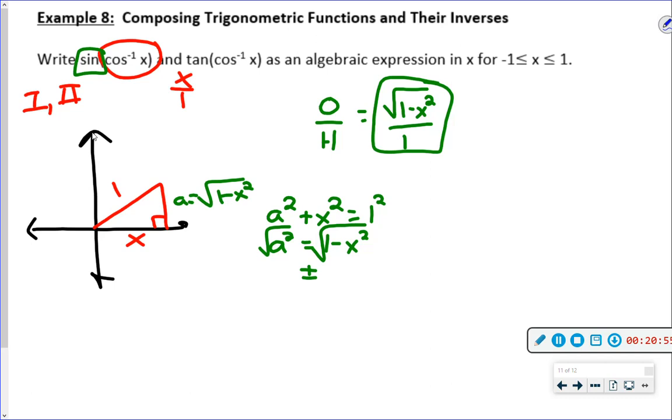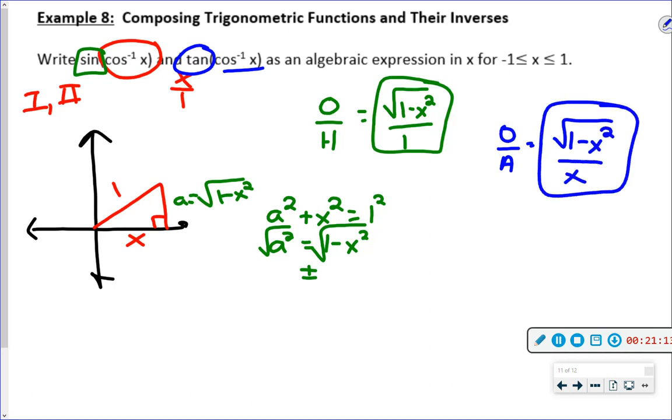But I've got the picture. We already drew the picture. I want the sides for tangent. All right, well, tangent, big whoop. Opposite over adjacent. I'm all over it. Opposite is the crazy square root. Adjacent, x. There's my second answer.